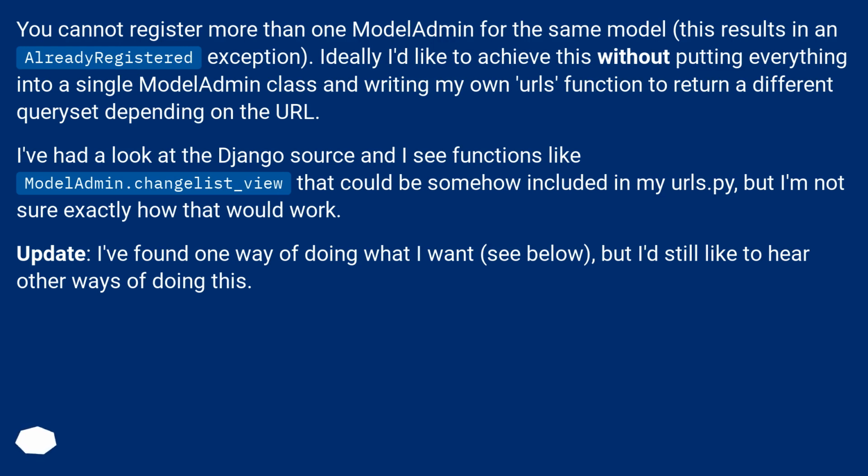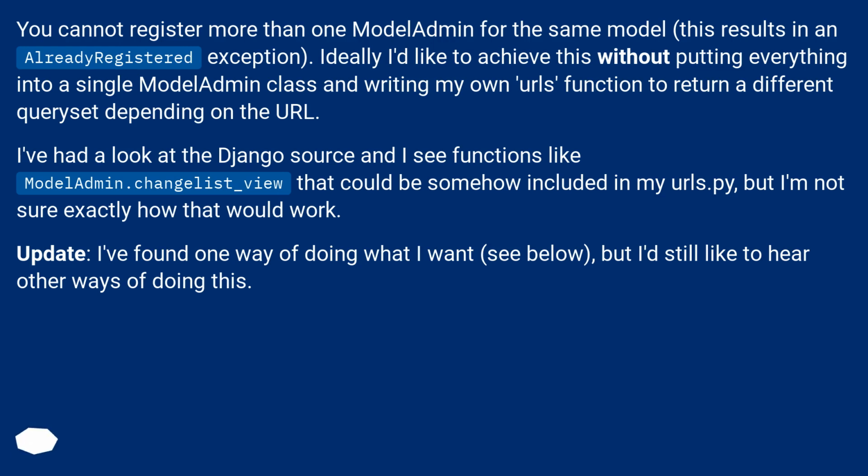You cannot register more than one ModelAdmin for the same model. This results in an AlreadyRegistered exception. Ideally, I'd like to achieve this without putting everything into a single ModelAdmin class and writing my own URLs function to return a different queryset depending on the URL.